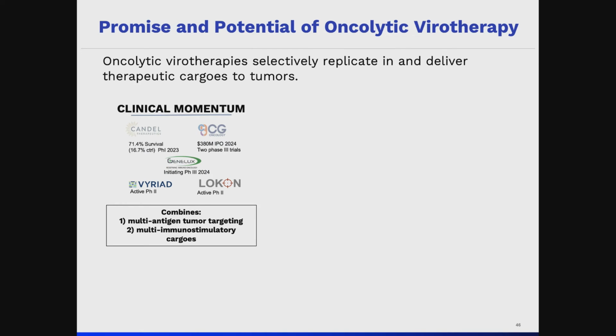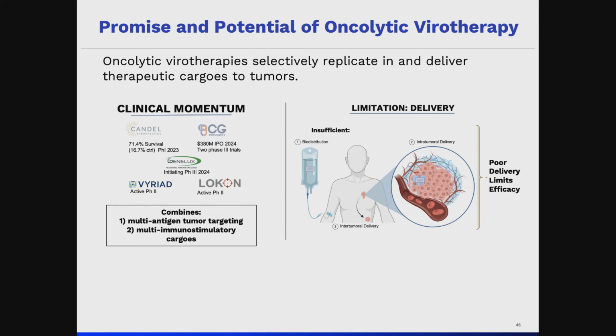In addition, these viruses can express one or more immunostimulatory cargoes that are encoded within their DNA that can actually result in further boosting of immune responses of the tumor. And all of this is in an off-the-shelf product. However, there's a significant limitation, which should be quite familiar to all of us, especially based upon what I discussed for AAV, which is delivery.